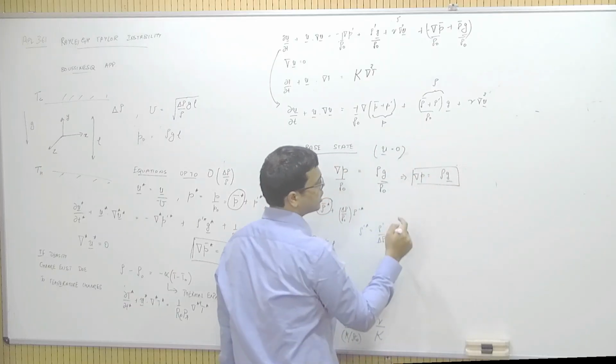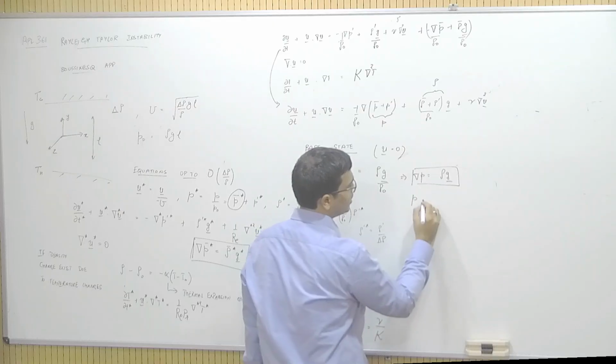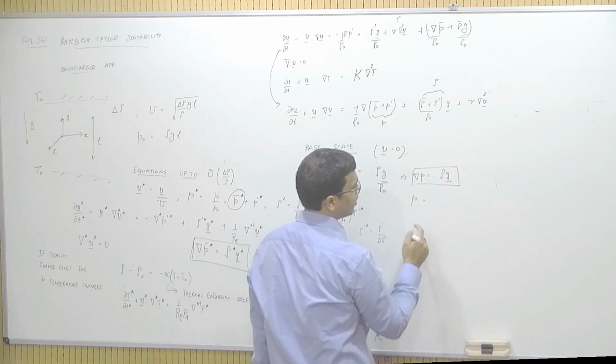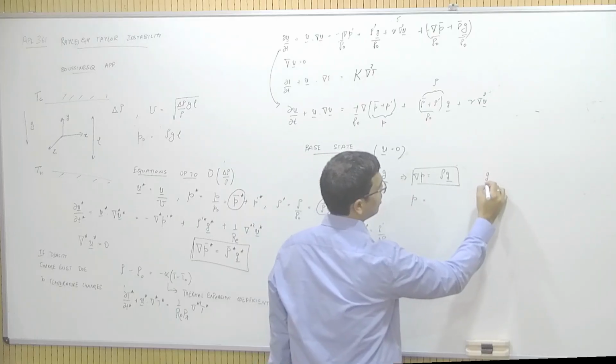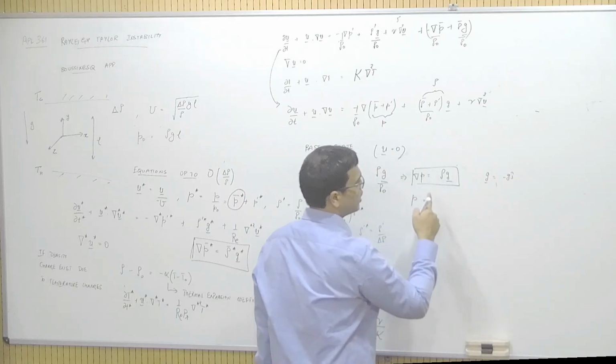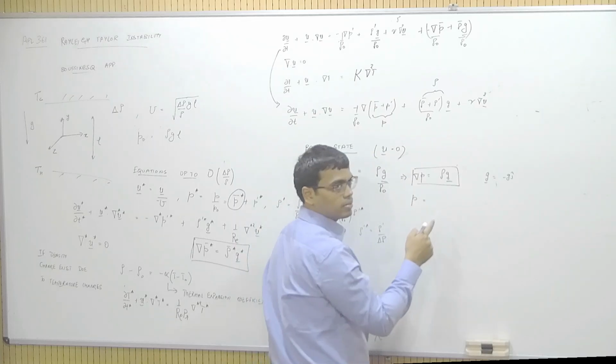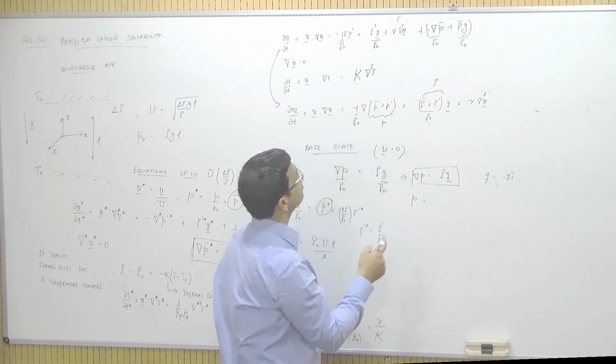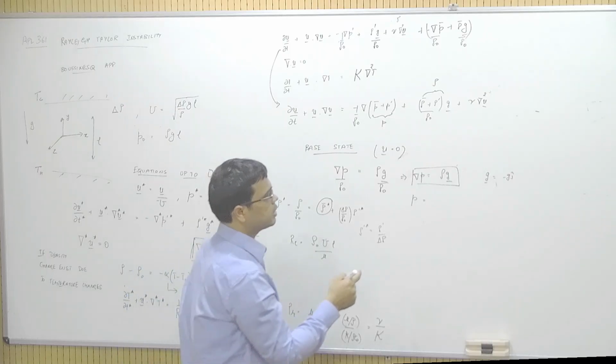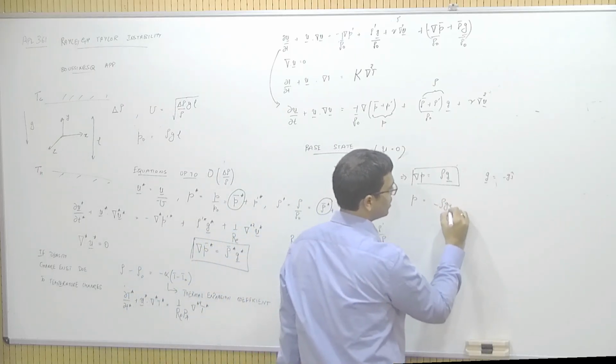So what is the pressure at base state? Pressure at base state is, so g is what? Minus g j cap, right? So what is pressure? Minus rho g y plus some constant.